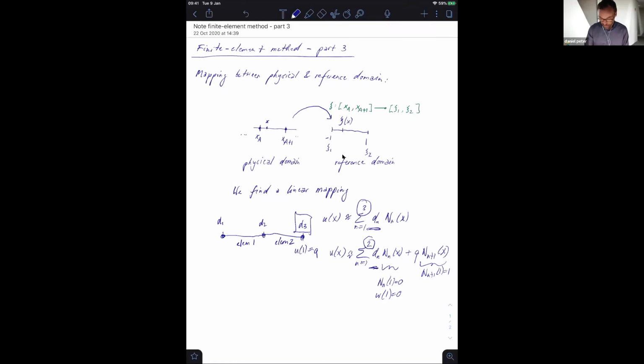Good. For this mapping, don't think of the boundary condition yet. Just think of a general element that goes from xa to xa plus 1, and we want to map that to a reference element. It goes from -1 to 1. It doesn't matter if the element is at the beginning, somewhere in the middle, or at the other boundary at the end. So just a general case.